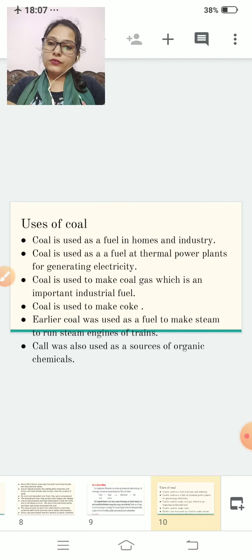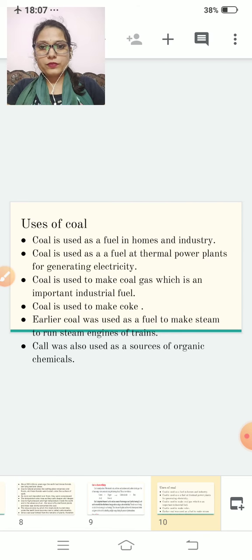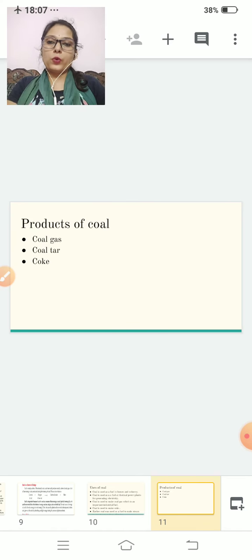What they can use as a fuel in homes and industries. Yes, like coal gas, which we use as an industrial fuel, for electricity, for trains. So these are all the uses of coal. Clear to you?